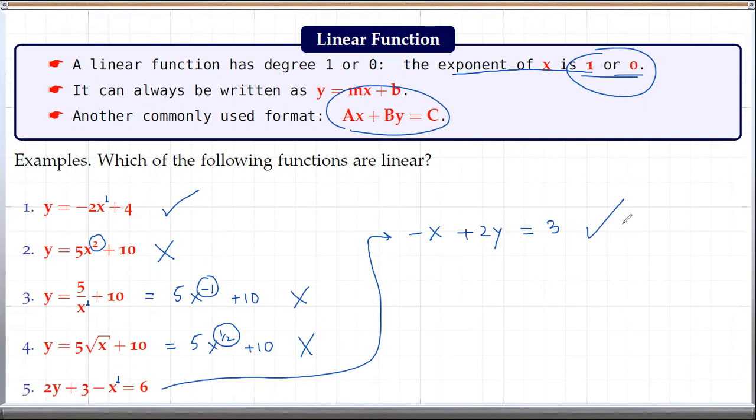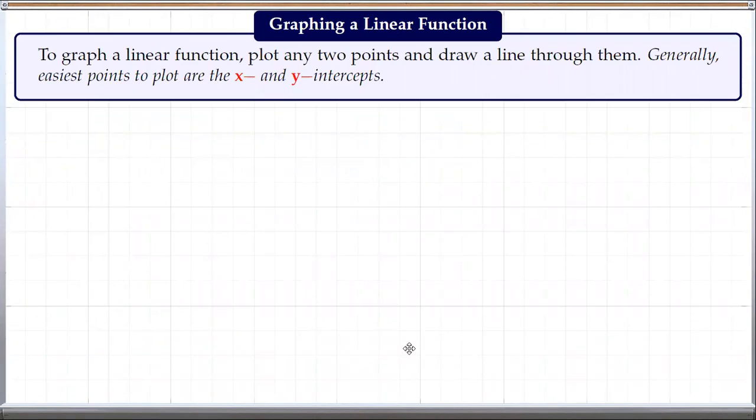So when deciding if a function is a linear function, we need to check if the exponent of x is 1 or 0. Right, so now we will look at how we can graph a linear function. Since a linear function is decided by 2 points, we need to find just 2 points and then draw a line through them. Generally the easiest points to plot are the x and y intercepts.